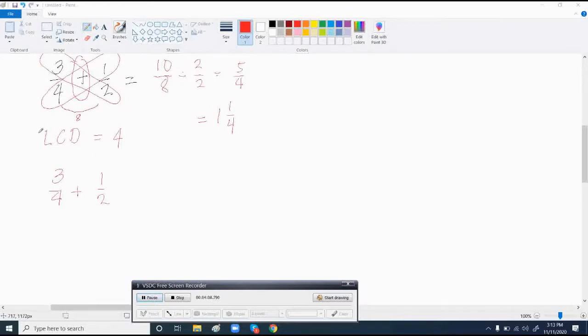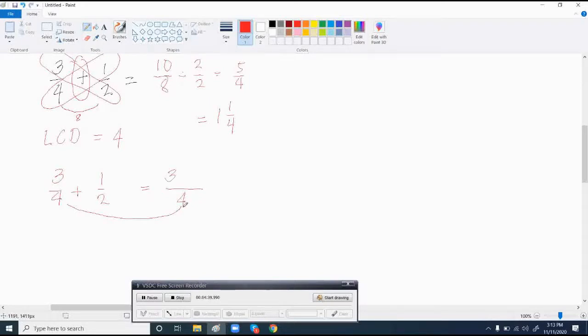Let us use LCD. As in the example given here, the LCD, or the least common denominator, of 4 and 2 is 4. So let us put 4 as a denominator. Now we will be using 4 to divide your denominator and multiply your quotient to your numerator, like this. 4 divided by 4 will be 1. 1 multiplied by 3 will be 3.